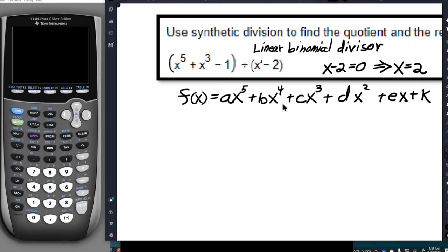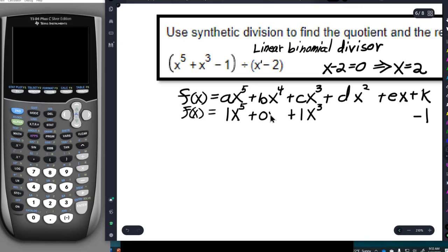Now let's match up these terms with these. One x to the fifth plus one x cubed minus one. And the rest all must have placeholders. You got to do it. So plus 0 times x to the 4th plus 0 times x squared plus 0 times x, which is really x to the 1. Now we can do our division.